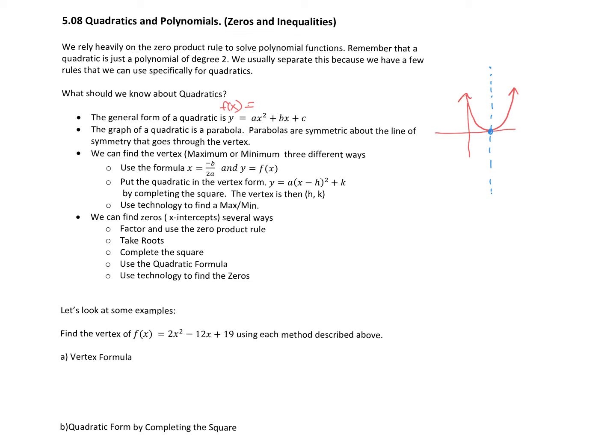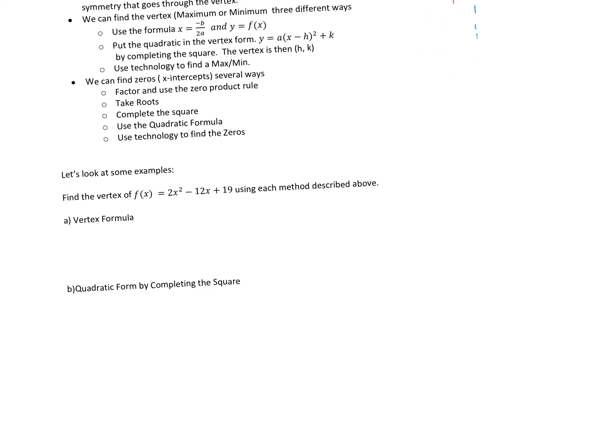We can also find the zeros, or the x-intercepts, several ways. We can do factoring. We can take roots. We can complete the square. We could use the quadratic formula, or we can use technology. So we're going to look at some examples here, starting with finding the vertex, and we'll do it each one of the ways that I've listed there.